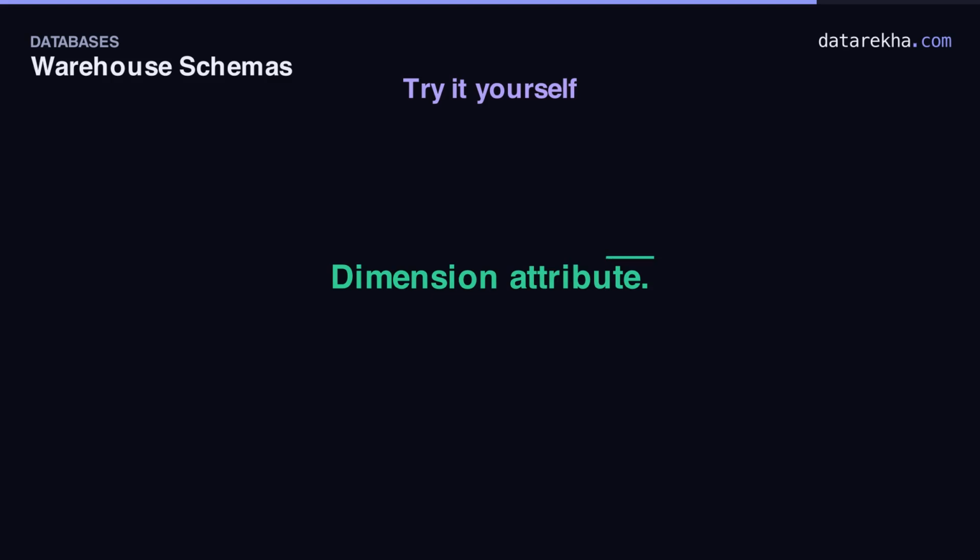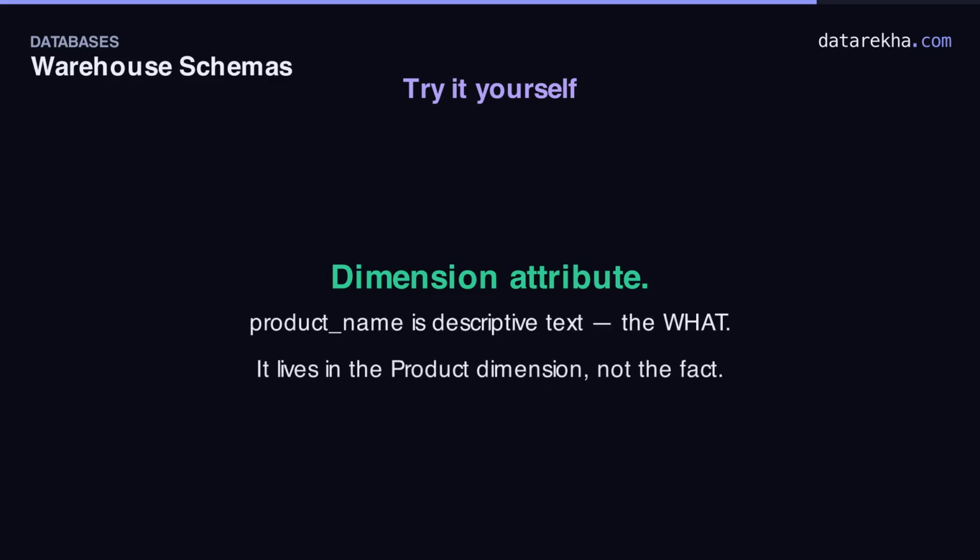Here's the answer. Product name is a dimension attribute. Ask the test. Would you ever add up product names? Of course not. There's no sum of names. It's descriptive text, the what of the sale, and it belongs in the product dimension reached through the product key. The fact table keeps only what you aggregate, amount and quantity, plus foreign keys. Put the name there, and you'd repeat that string on every single sale, blowing up the biggest table in the warehouse. If you said dimension attribute, you've understood the heart of this lesson.